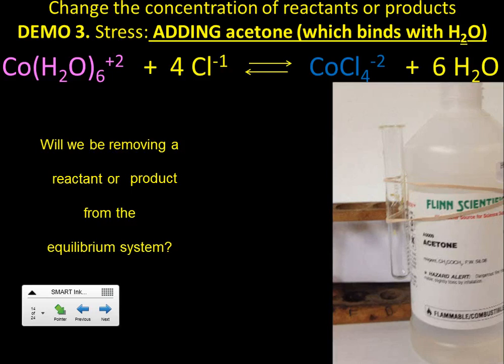So here's what we're going to do. We're going to add acetone, which doesn't sound like we're removing anything, but the acetone binds with the water and makes it unavailable. So in effect, by adding acetone, we are removing water from the equilibrium system. So let's see what happens when we remove water. Will we be removing a reactant or a product? Well, since H2O is on the right side of the equation, we see that we are removing a product. Let's see what happens when we add acetone.